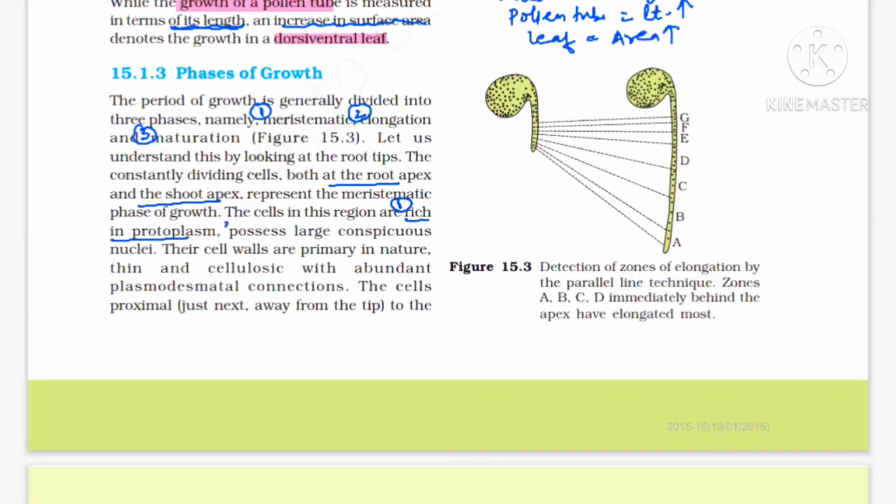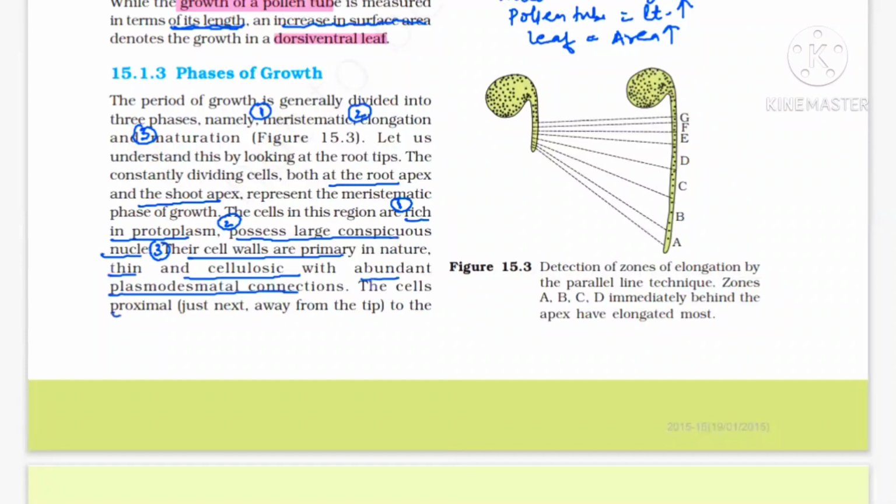They have a large, conspicuous nucleus. The cell wall is primary, very thin and cellulosic, with many plasmodesmata connections. It is a living connection. Is it clear? So these are the characteristics of the meristematic cells. Meristematic cells have a thin cell wall, dense cytoplasm, and a big nucleus.